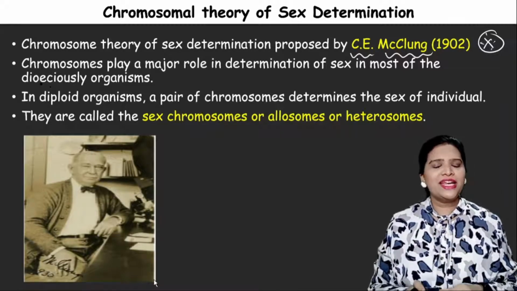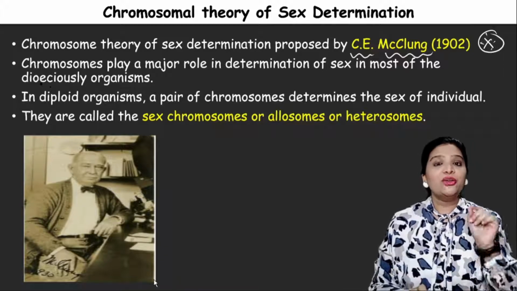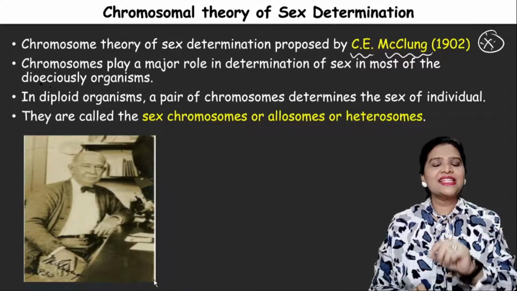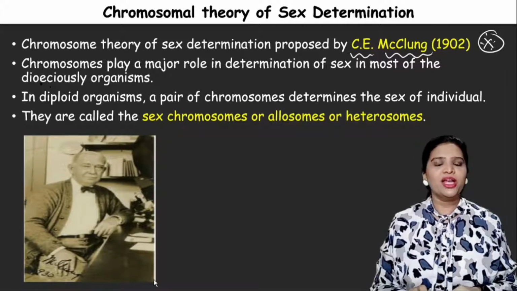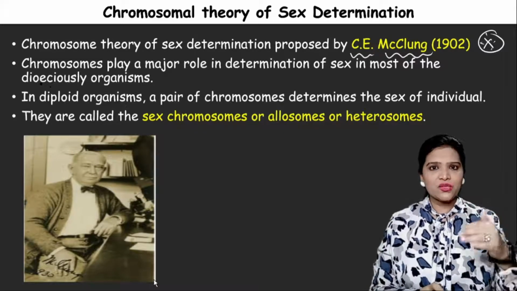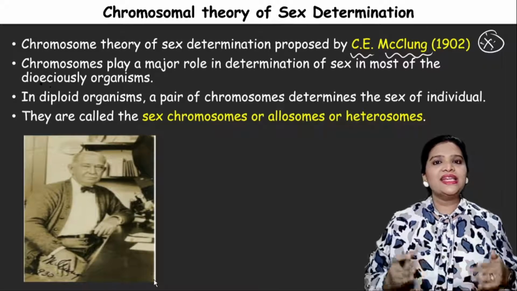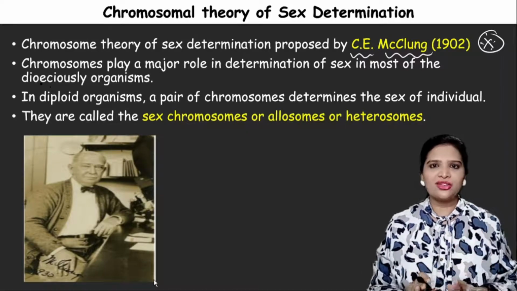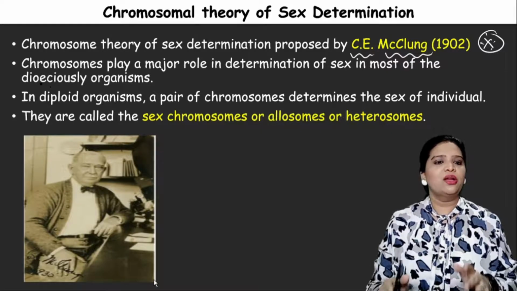You might have studied the chromosomal theory of inheritance in the previous lessons in genetics. The chromosomal theory of inheritance is completely different from the chromosomal theory of sex determination. The chromosomal theory of inheritance says that the inheritance of characters from one generation to another, to the offspring, is carried out through genes which are present on the chromosomes, whereas this chromosomal theory of sex determination, what does this say?